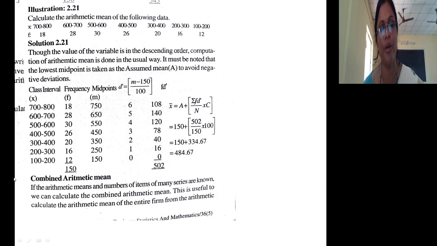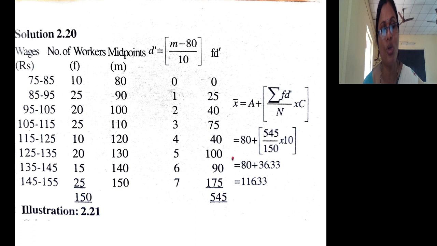We know how to calculate the midpoint. How to calculate the midpoint? So easy. For 75 to 85, it is 75 plus 85 divided by 2. Then 85 plus 95 divided by 2, then 95 plus 105 divided by 2. Once the midpoint is identified, the lowest midpoint should be taken as the assumed mean. This is A. Then I have to arrive at d dash. d dash is (M minus A) divided by 10.